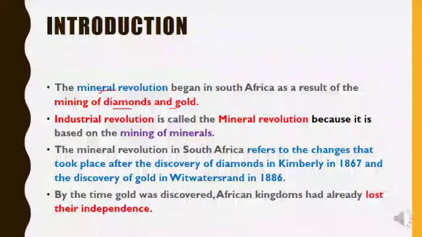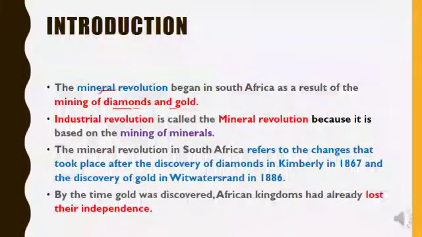So remember, we have different types of revolution. We have mining revolution, we have industrial revolution, then we also have agricultural revolution. So mining revolution, we're referring to the mining of the minerals. So mineral, we're speaking about gold and diamonds. So when those minerals were found in South Africa, that is when the mineral revolution started.